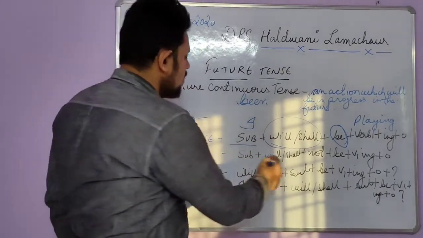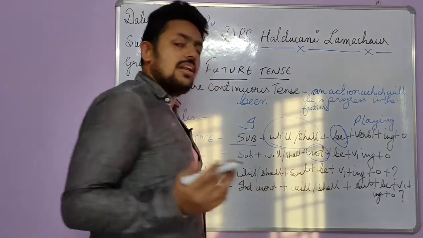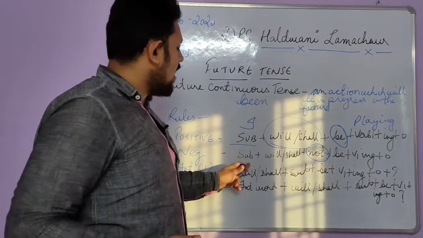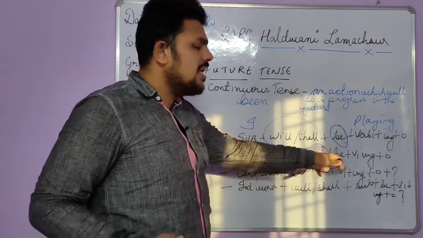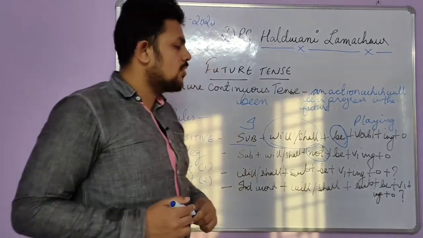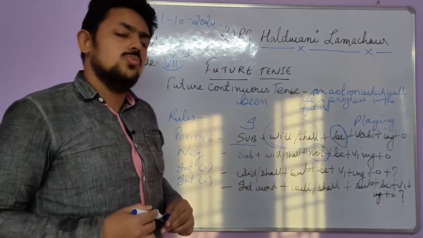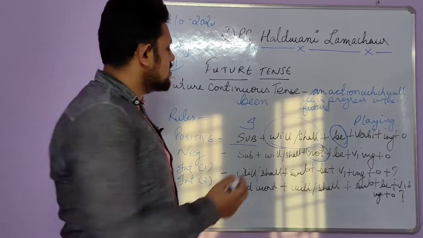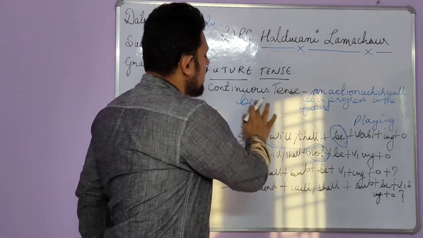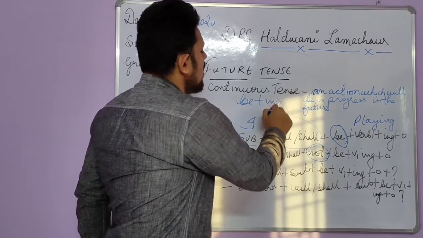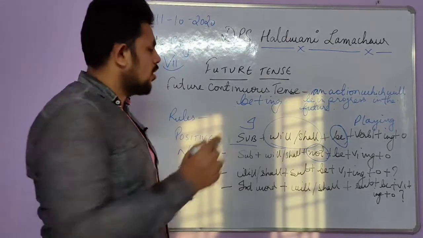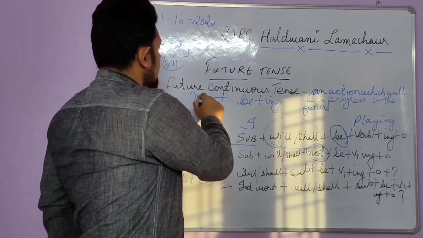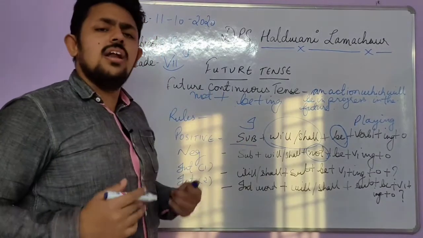Now in the negative form, we put the word not. You are very well aware about it. I will not be playing cricket. It is the negative sentence. Very simple, very easy. Just we put the word be and the ing form. Along with it, we put not. I will not be playing cricket.